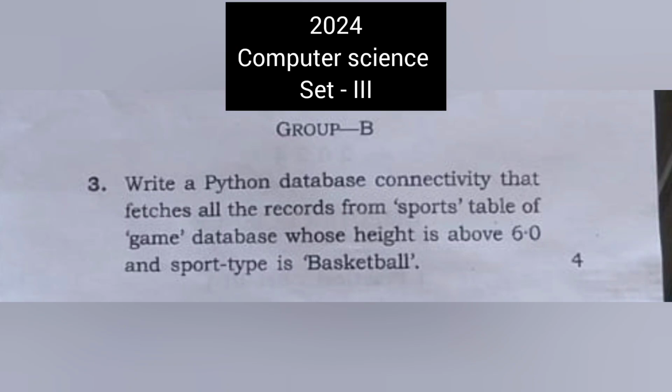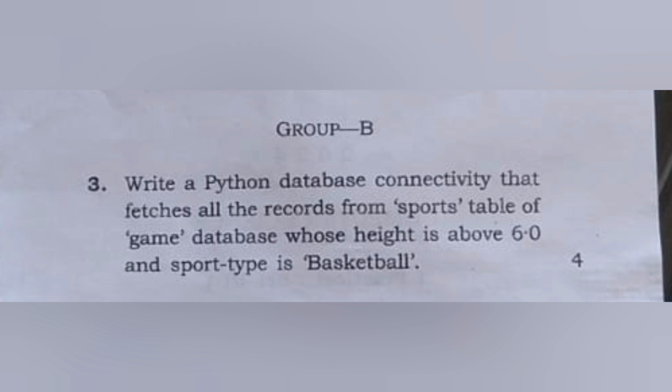Hello students, this is the question paper of 2024 Computer Science Set 3 of this year itself. So here in Group B, question number 3, it's given, write a Python database connectivity that fetches all the records from sports table of game database whose height is above 6.0 and sport type is basketball.